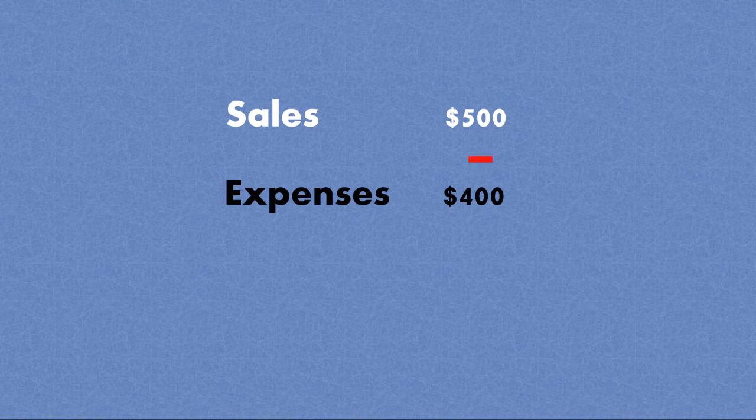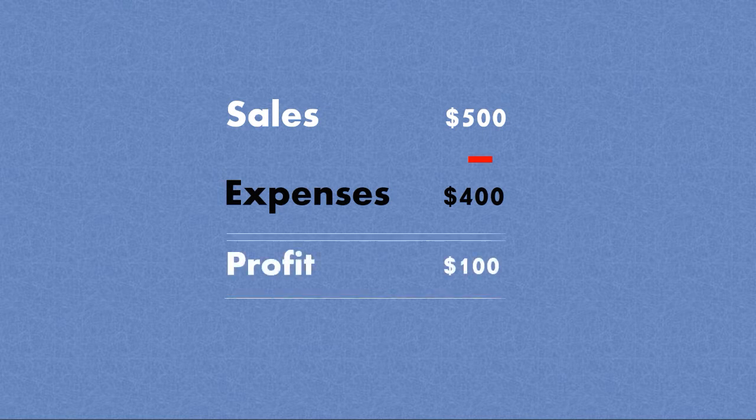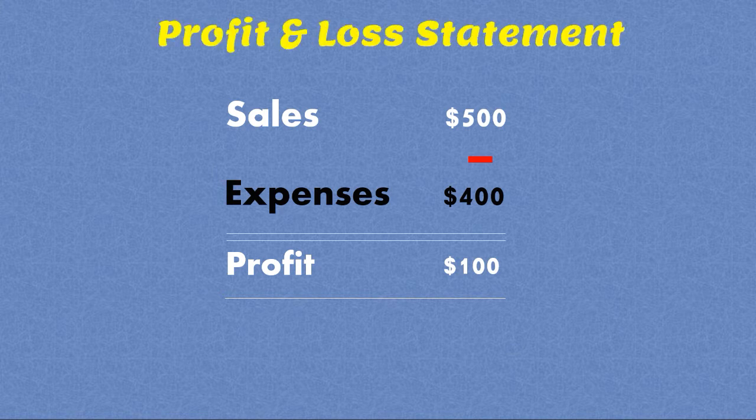And the answer is, if we deduct all the expenses from this sales value, we can reach $100, and that is the value that we have actually earned. Now this value is called profit, and this whole working is represented in a report which is called the profit and loss statement. Now what is a profit and loss statement?